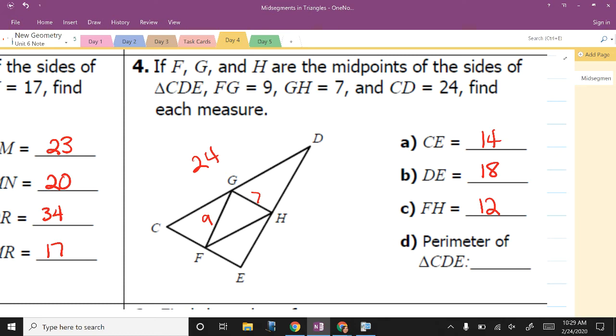So read your outside vertices. So CE we said was 14. DE is 18. So you're going to add 24 plus 14 plus 18. And what do we get when we do that? 56. Very good. But do y'all see how they could have asked me this one? How would I do that? Well, that would be 12 and that would be 9, wouldn't it? Right? And we can do that. Very good.